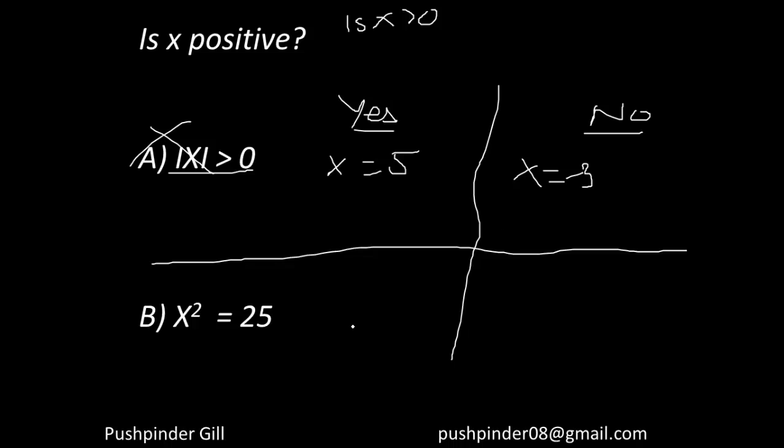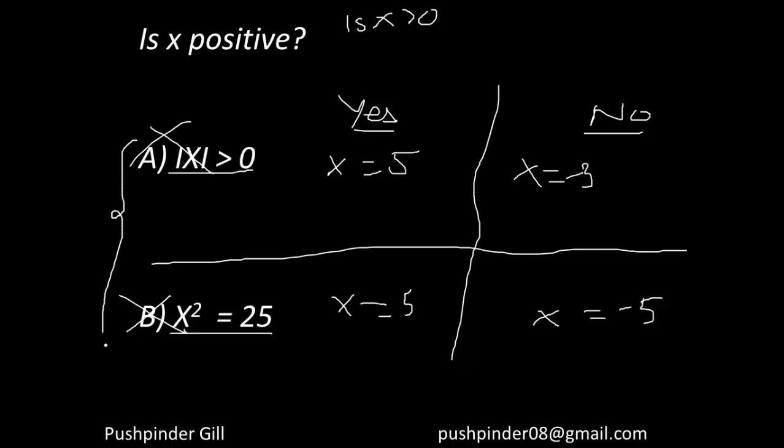Now let's try to use this statement. X square is equal to 25. So if x square is equal to 25, there are two values arising out of it. X can be 5 and x can be negative 5. These two values satisfy the statement. So over here, x is positive, yes, x is positive, no. That means I'm getting a yes, I'm getting a no. That means this statement is also not sufficient because I'm getting a yes, I'm getting a no.